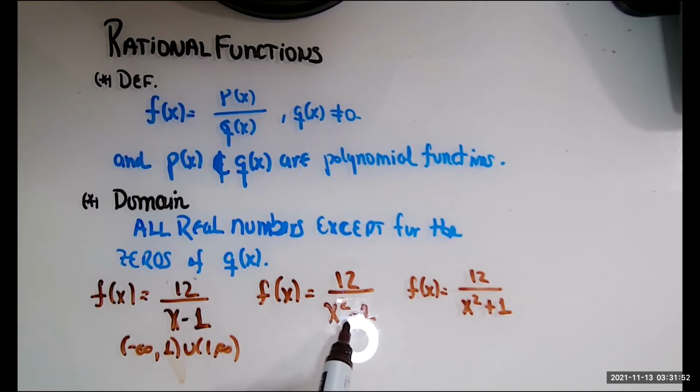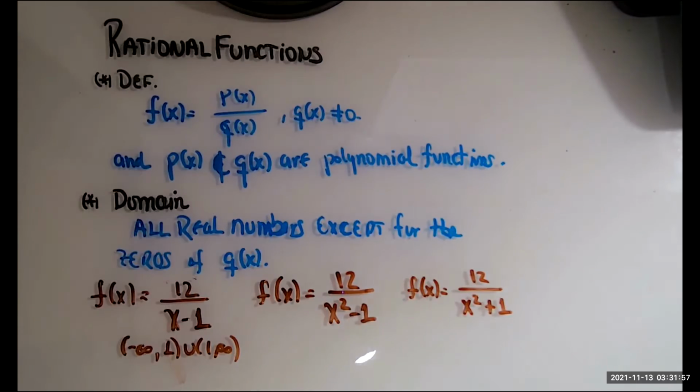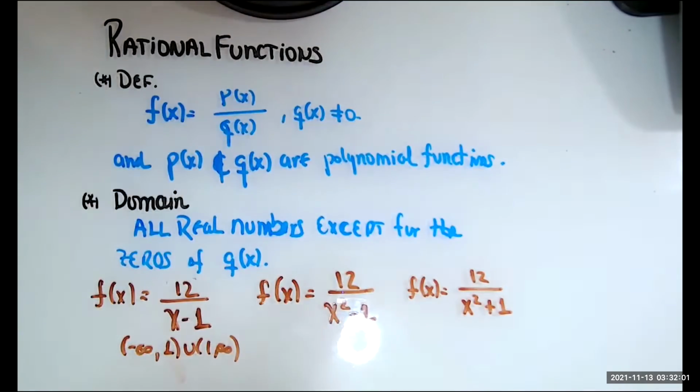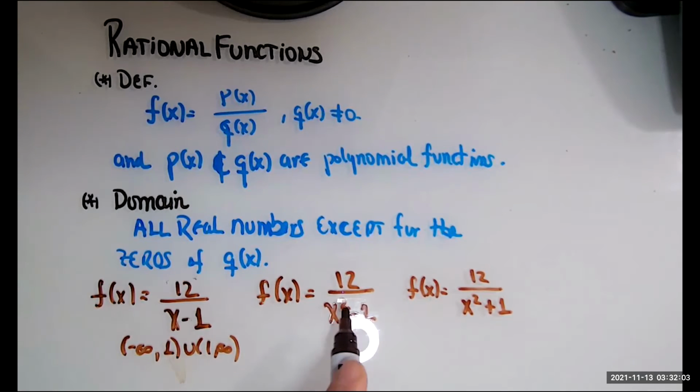Here I have 12 over x squared minus 1. So x squared minus 1. Therefore, what is the domain? The numbers that make the denominator 0, in this case, will be plus or minus 1. So the domain would be all real numbers except plus or minus 1.